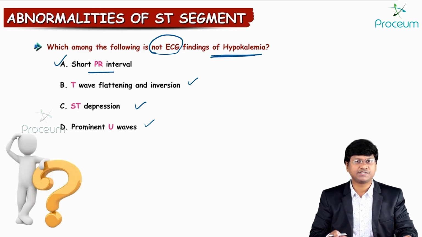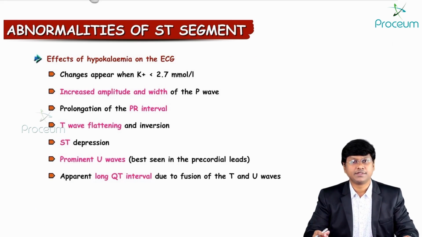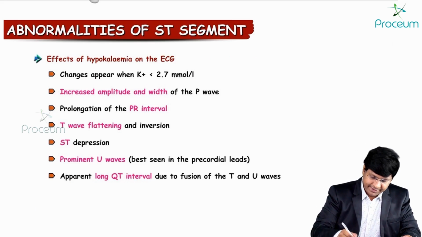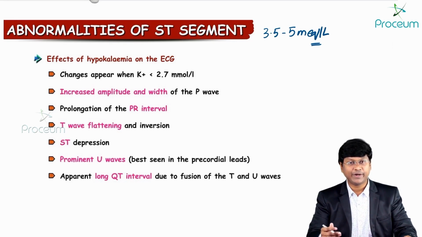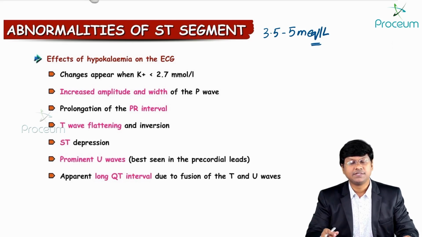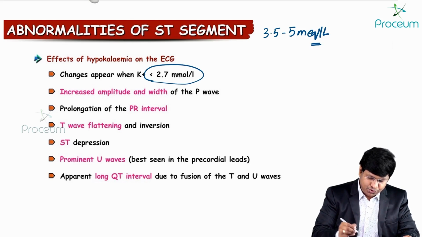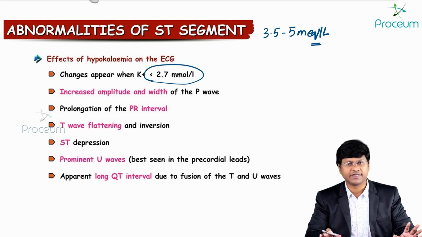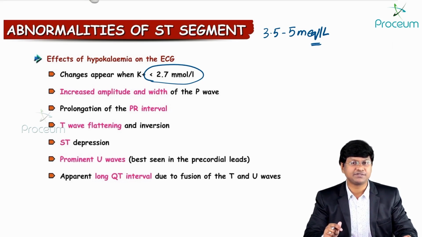So to summarize all the changes related to hypokalemia in one slide, this is the following. Remember, the normal potassium value is around 3.5 to 5 milliequivalents per liter. That is the normal potassium value. Now, when do these ECG changes appear? The ECG changes appear mainly when the potassium levels are less than 2.7 milliequivalents per liter. Most of the time, it can appear even at the level of 3 millimoles per liter. But what I am saying is, most of the time the ECG changes will appear when the potassium levels are less than 2.7 millimoles per liter.